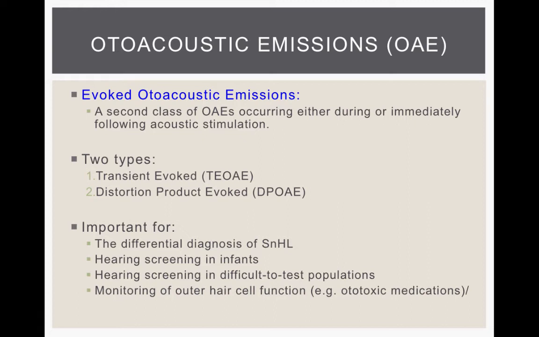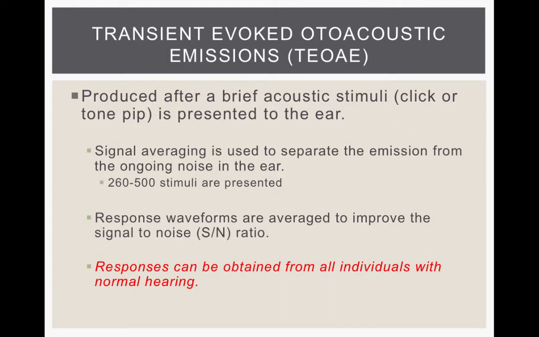So these evoked OAEs are the byproduct of normal outer hair cell function. First, transient evoked OAEs are produced after a brief acoustic stimulus, so a click is presented to the ear. Then there's signal averaging, so more than one click, to help separate the actual emission from the noise in the body. So signal to noise ratio is very important with the TEOAEs and with DPOAEs. Because these sounds are so soft, we need to get a good measure of them above the noise. Every individual with normal hearing will have a TEOAE or a DPOAE.